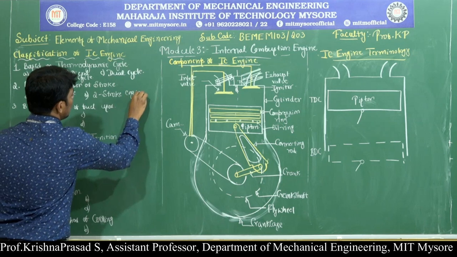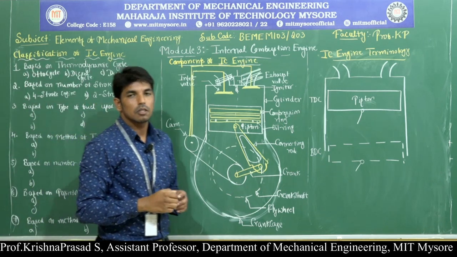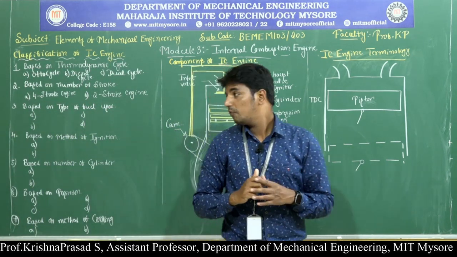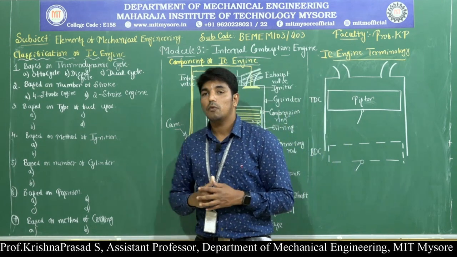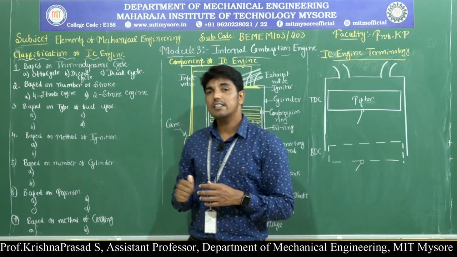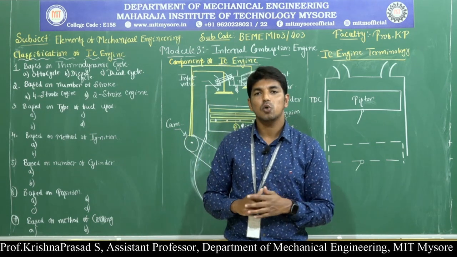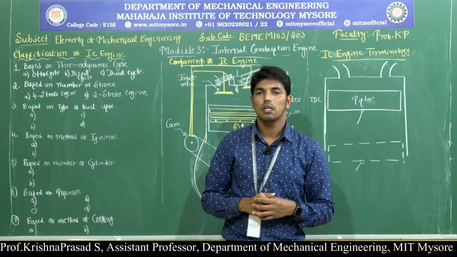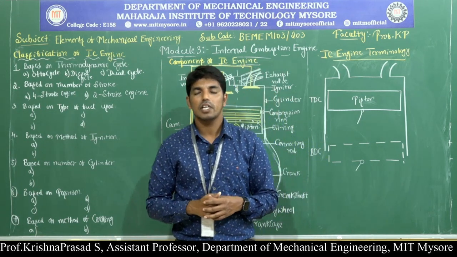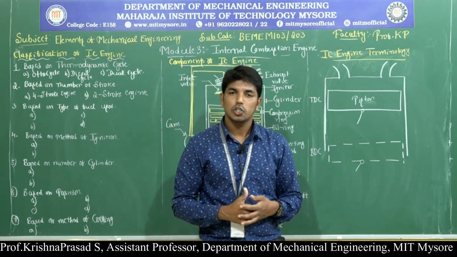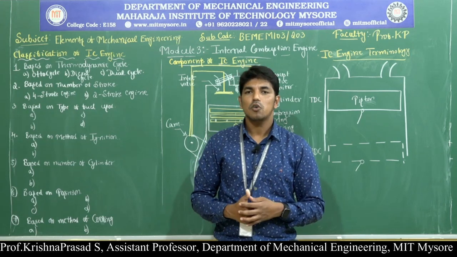Okay, so what is meant by the four-stroke engine? Here, the working cycle is completed inside the engine cylinder based on four different strokes, so it is called a four-stroke IC engine. What are the four different strokes of an IC engine? They are the suction stroke, compression stroke, power stroke, and exhaust stroke.